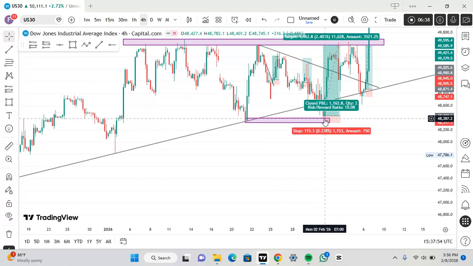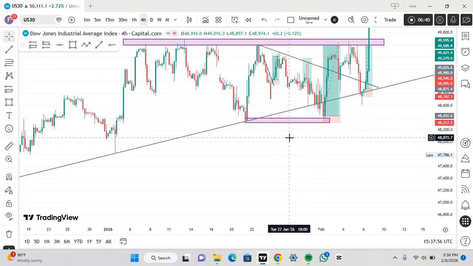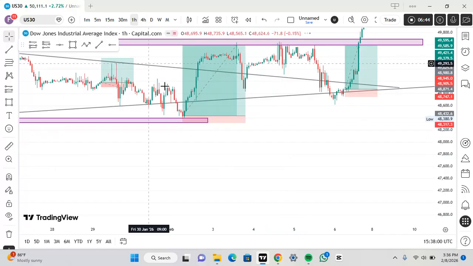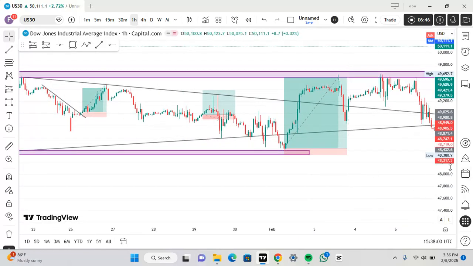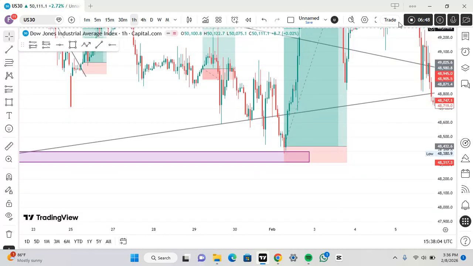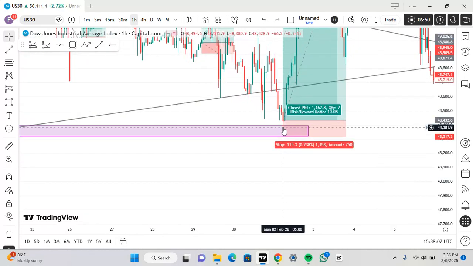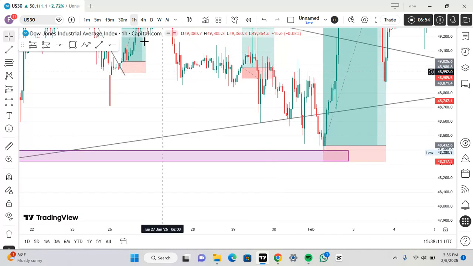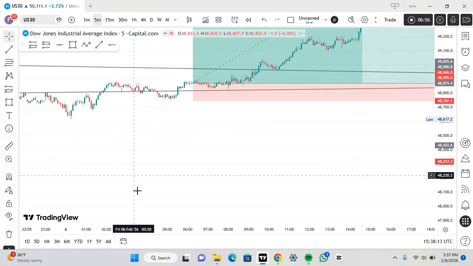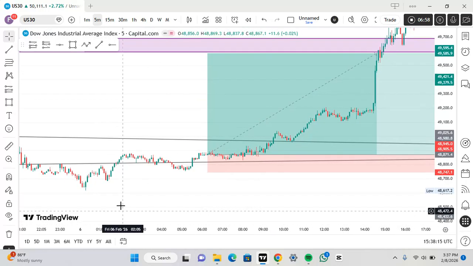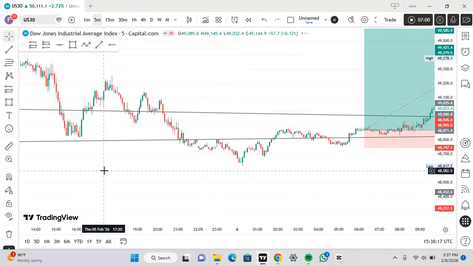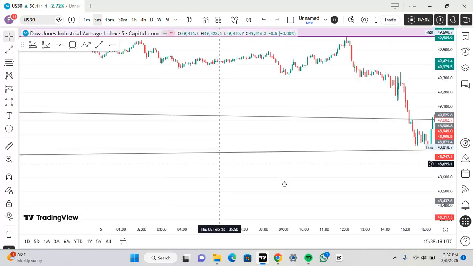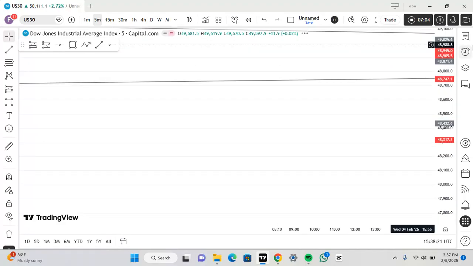Price came and tapped into it. When price tapped into it, this is the catch. I didn't just enter, right? When price tapped into it, let me move back to the 1 hour. You can see why I took the trade, right? When price tapped into it, I scaled down to the lower time frame. Let me move back to the 5 minutes time frame. I scaled down to the lower time frame.